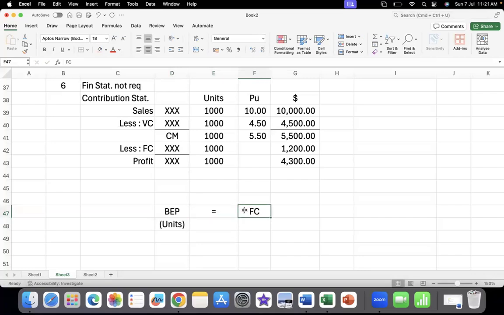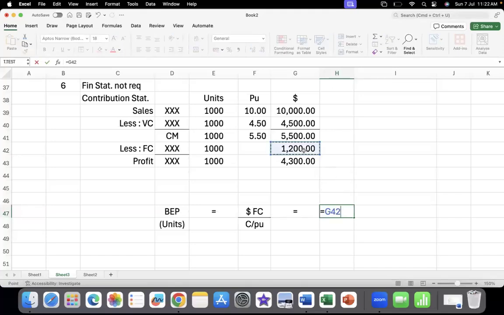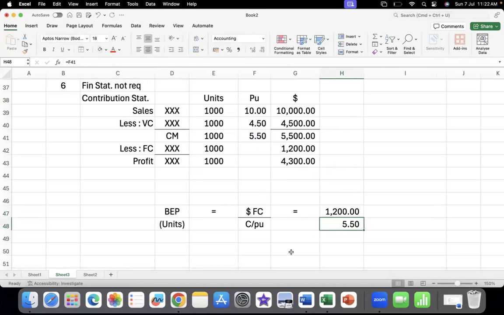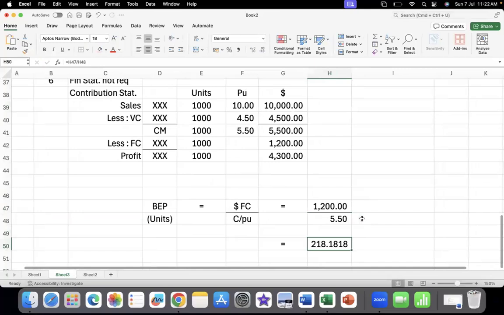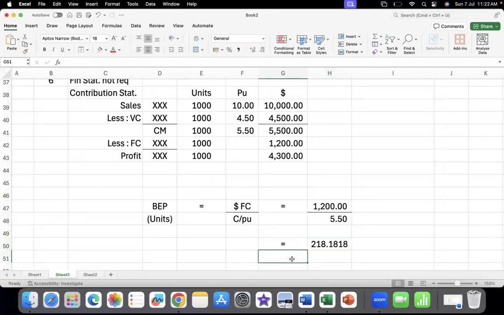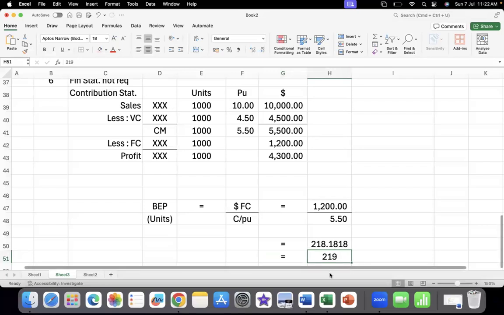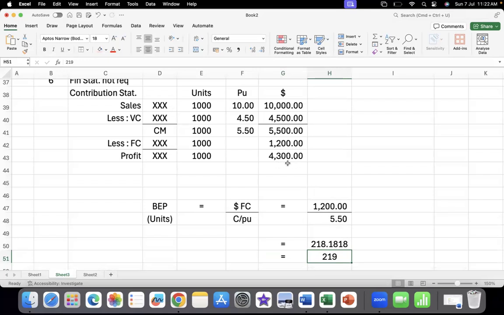fixed cost, that is the total dollar fixed cost, divided by the contribution per unit. This gives you fixed cost, which is 1,200, and the contribution per unit, which is 5.5. And this is going to give you the number of units you need to produce to break even. So this would be 1,200 divided by 5.5. That gives you number of units as 218. Because you cannot produce a partial unit, this can be rounded off to 219 units. So if you are producing 219 units and your fixed cost is 1,200, your profit would be 0.